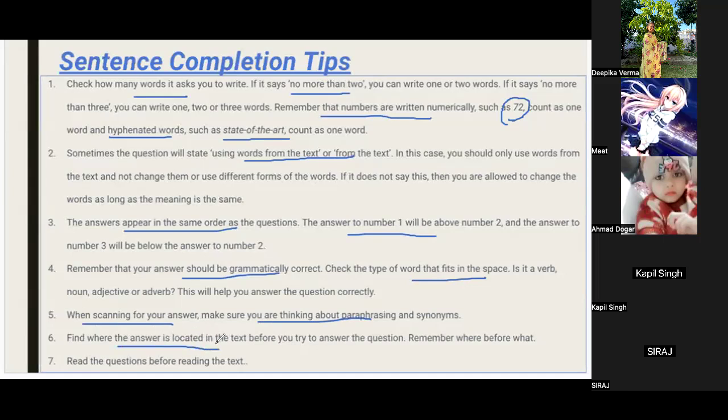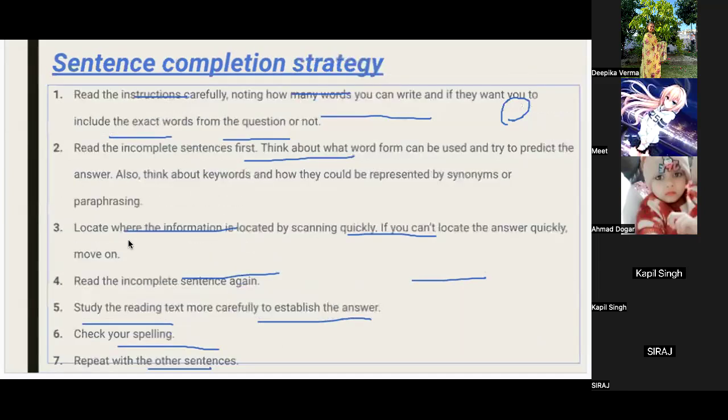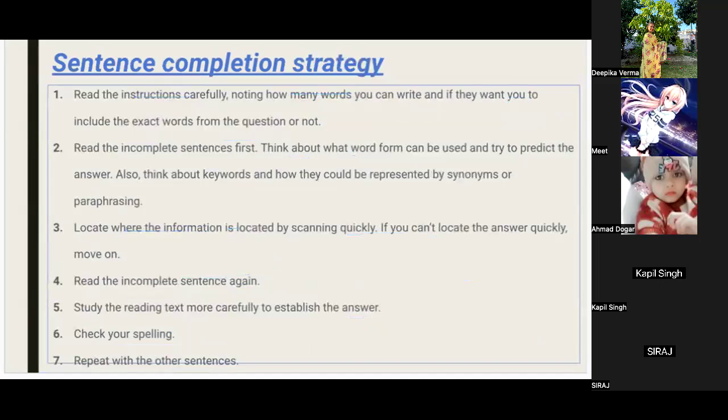Find where the answer is located in the text before you try to answer the question. Read the question before reading the text. So always read your questions prior, then read your text part. That means your passage part. Sentence completion strategies. Now, what strategy can you apply? Very first, reading the instructions. Second is noting how many words you can write. And write only exact words from the text. Do not change the word. ये नहीं कि आपके passage में जो word लिखा है आप उसका synonym answer में लिखोगे. No. आपको same word को copy करना है, but it should be grammatically correct.